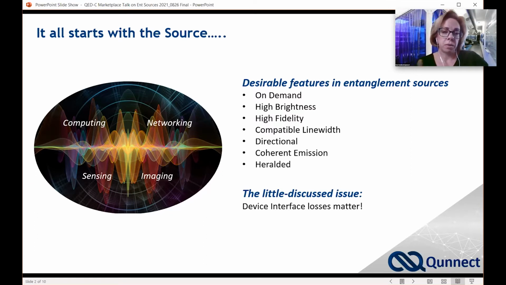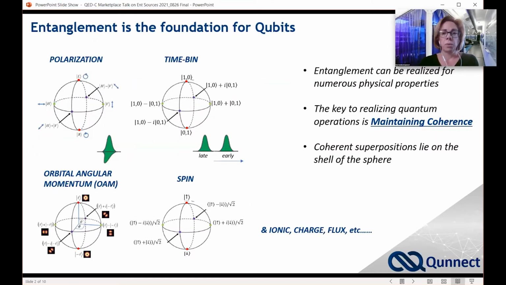And then also, I think on the wish list, of course, is that these sources are directional, that you have coherent emission, and that you have good heralding efficiencies. So qubits come in many flavors, hence entanglement also comes in many flavors.